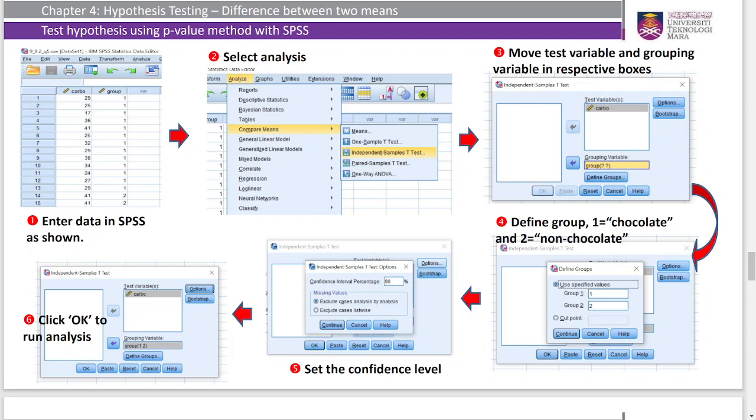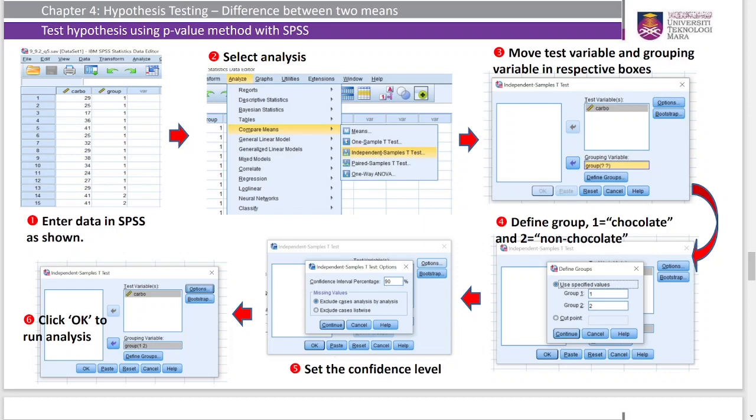Boleh cuba and then move the variable and grouping variable in respective box. So your variable is your carbohydrate and your group variable is in group. So you akan transferkan carbohydrate tu dekat dalam test variables, and then your grouping variable inside the grouping variables, alright? Boleh? Okay.